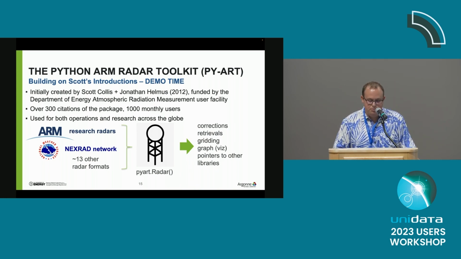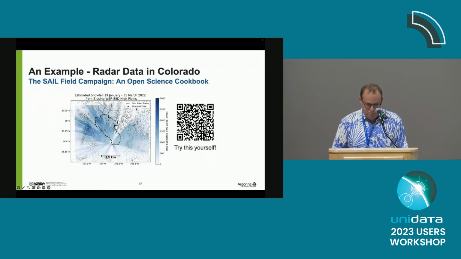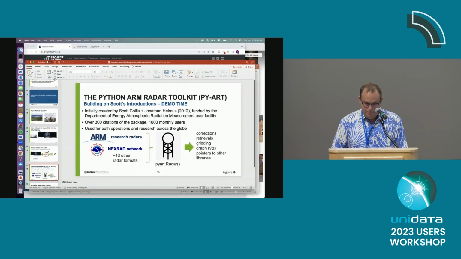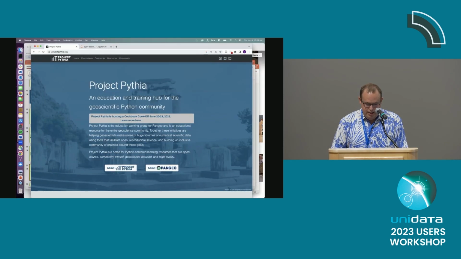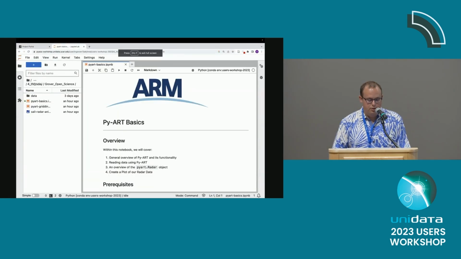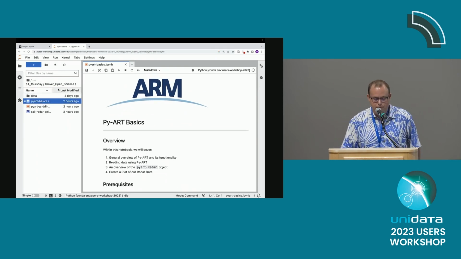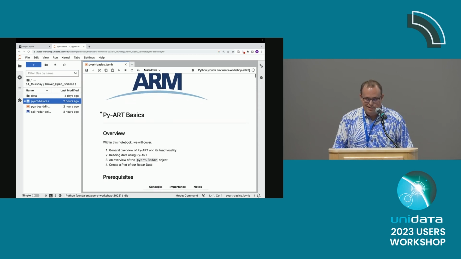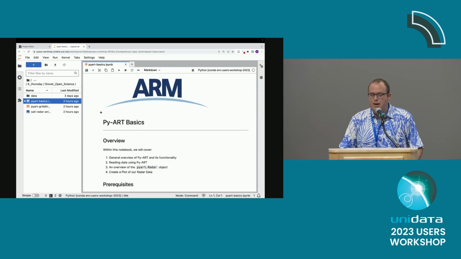So at this point, I just wanted to demo this, since we were talking about data and some of these different toolkits. So let me go ahead and escape. It's on the JupyterHub. So if you go under today's workshop, Thursday, if you go to Grover Open Science, you'll see this. So this is the Python ARM Radar Toolkit.